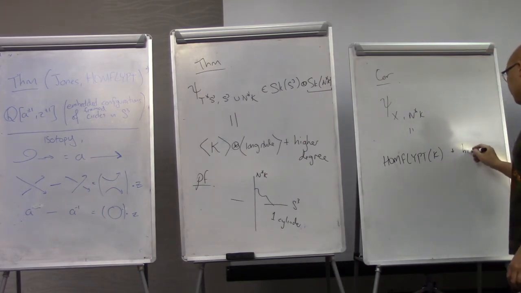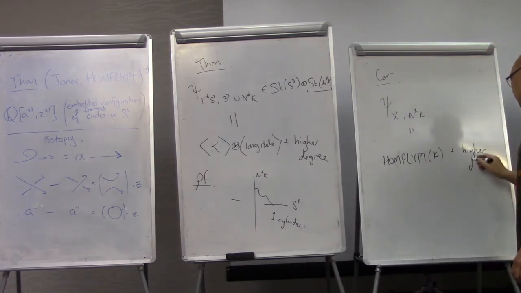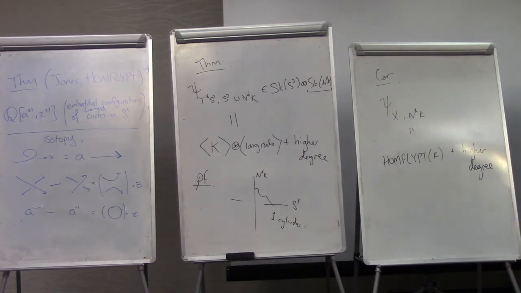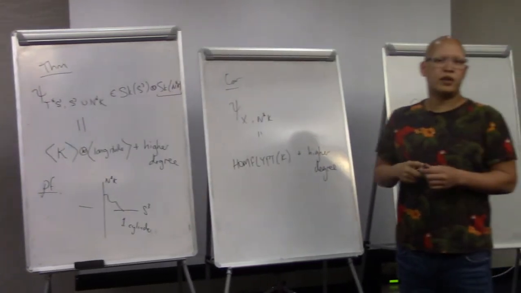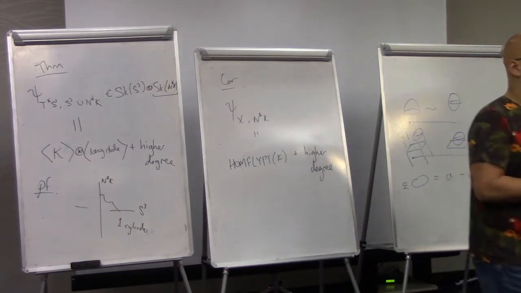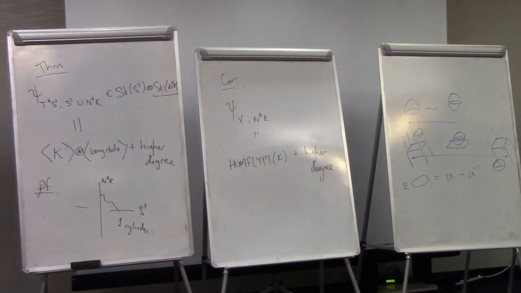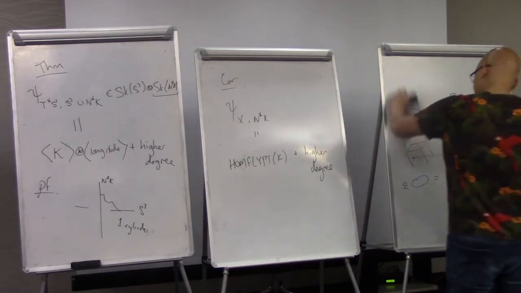Plus higher degree. Actually, it's possible to say even what the higher degree terms are. So the Gopakumar-Vafa prediction is that they are the colored HOMFLY polynomials. And one can prove that by reducing to a calculation for the Hopf link. I'm not going to discuss that today.